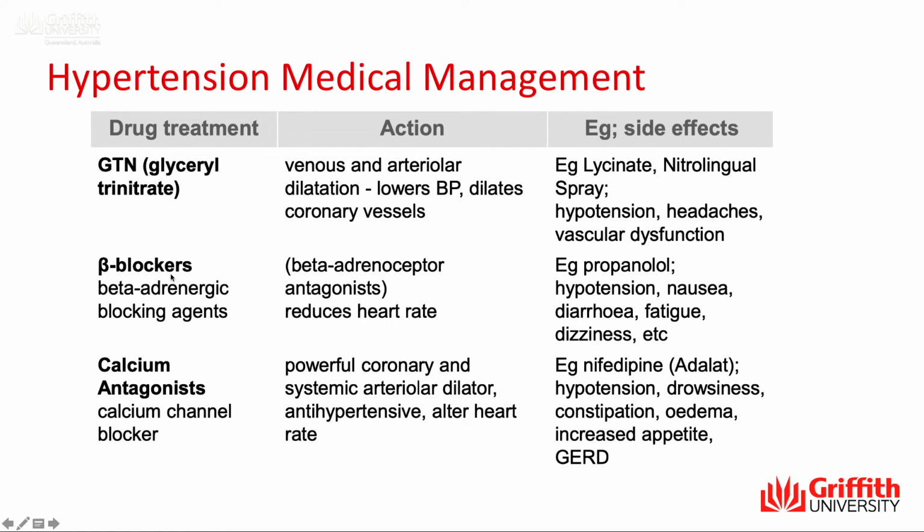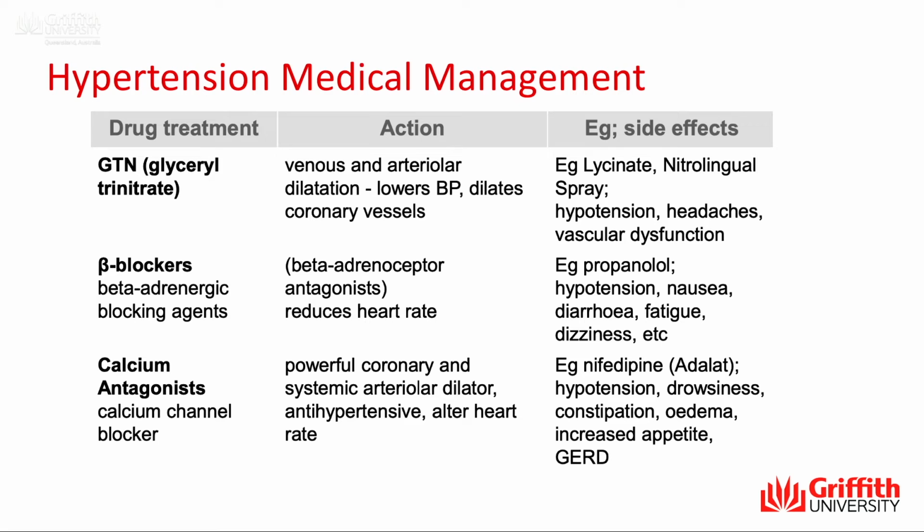A commonly used one is beta blockers, so it just reduces the heart rate, which in turn assists with the pressure. So a common one is propranolol. And then here we obviously have some side effects, so we can potentially drop it too low, so that's something you want to be mindful of. Calcium antagonist, so it's again another dilator and an antihypertensive, and it also alters the heart rate. Again, some drugs here and also some potential side effects.